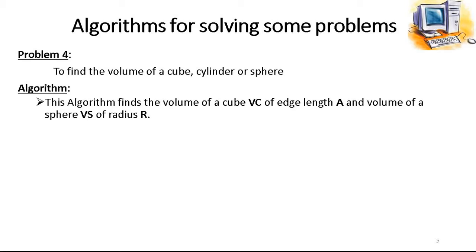And second, volume of a sphere, and the variable is VS. VS represents volume of sphere of radius r. So here r will represent the radius of the sphere. So step 1 is read A and R. A is the edge of the cube and R is the radius of the sphere. Now first of all we will find the volume of the cube. So set VC is equal to A cube, and A cube can be written as A multiplied by A multiplied by A.